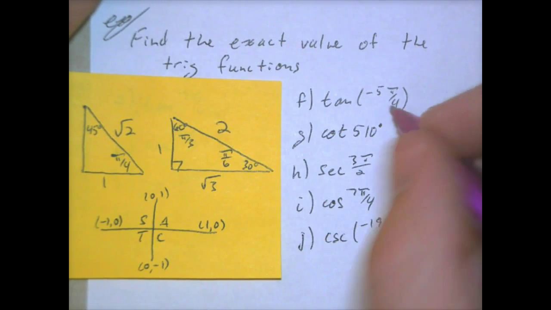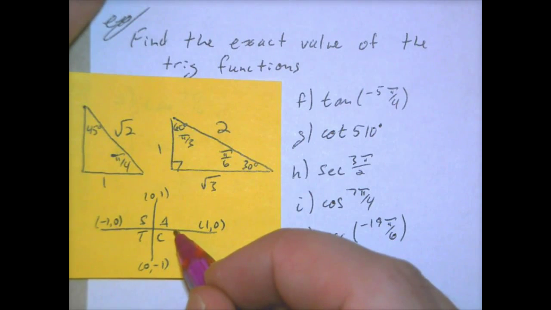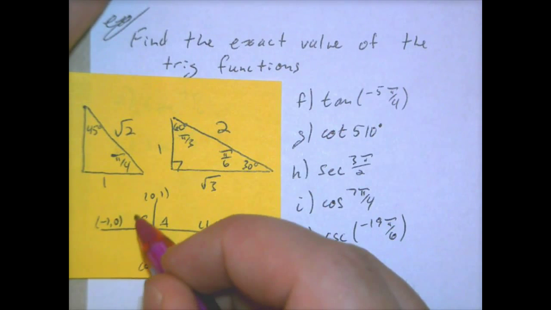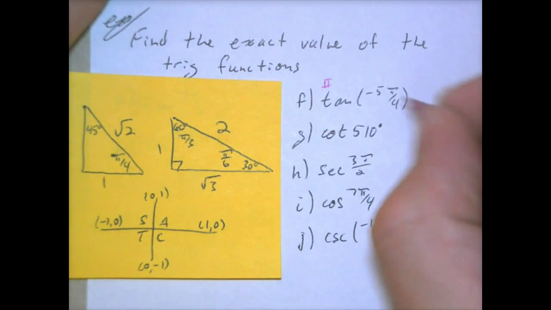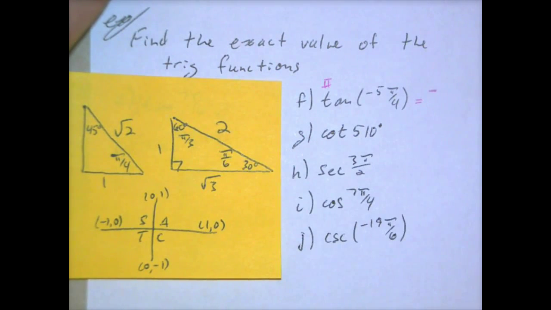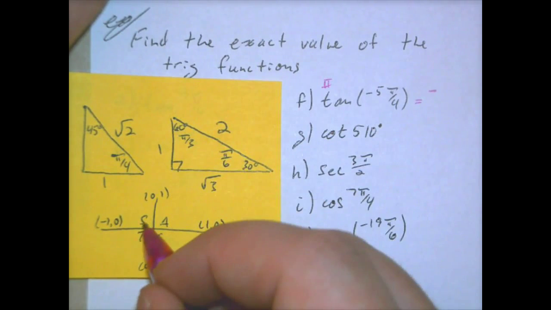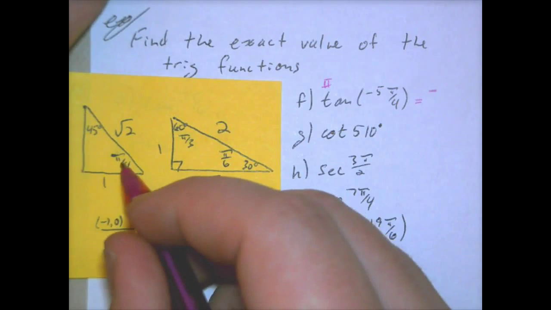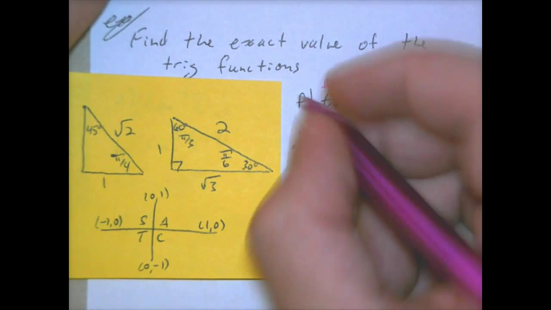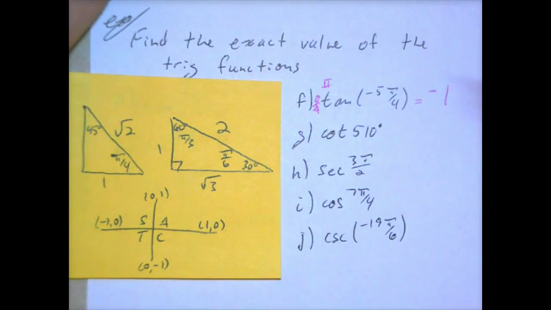Negative 5 pi over 4. Don't forget negative angles, you go around the other direction. It is bigger than 1, so I'm in the second quadrant, where sine is positive. That means tangent is negative. And then the reference angle would be pi over 4, so opposite over adjacent would just be 1 over 1. Opposite over adjacent, 1 over 1 is just 1.